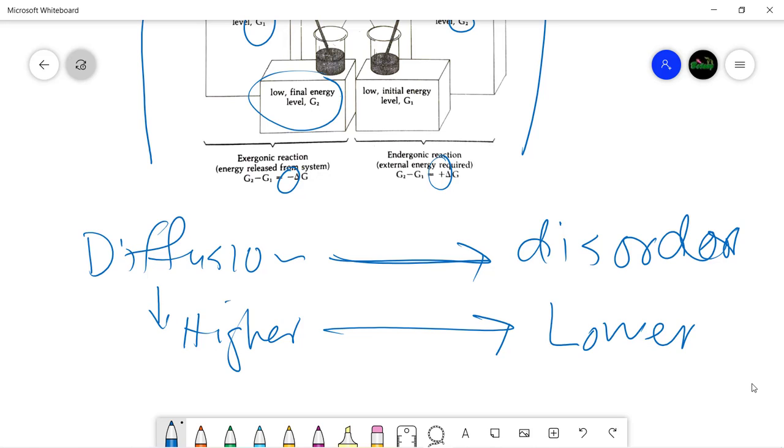So we are going to define diffusion in another way in the next video, and finally we are going to make its final definition in terms of energy.